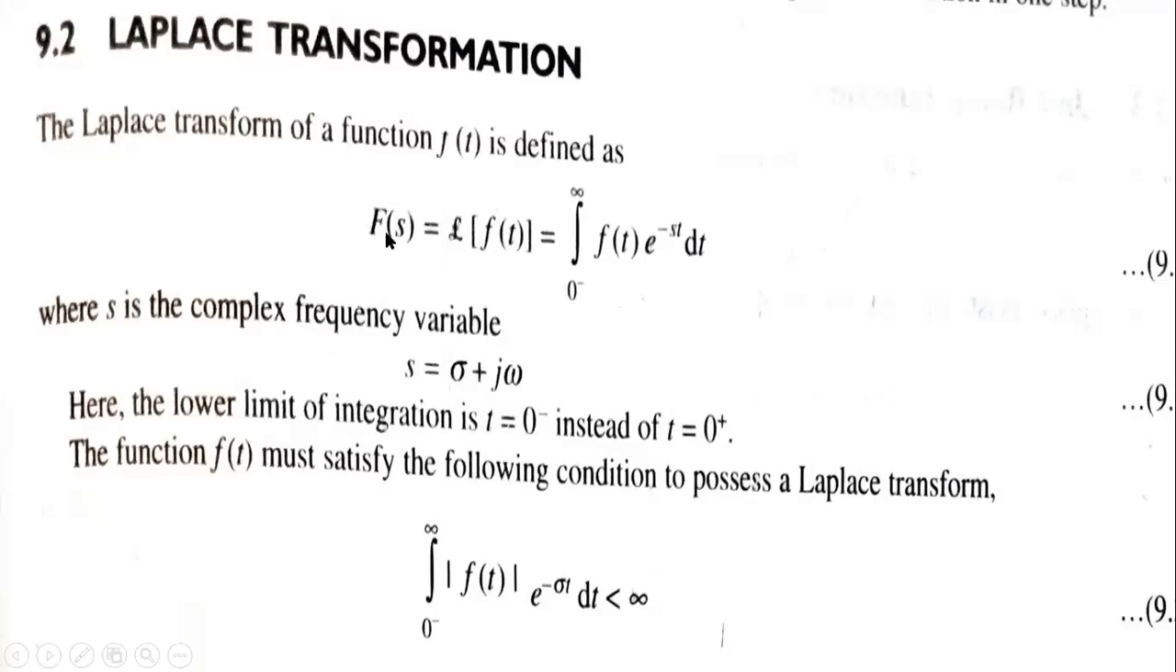See here. f is the function, and s is nothing but the complex frequency variable. It has a real as well as an imaginary part, that is sigma plus j omega, where omega is the angular frequency. So we have both the real and the imaginary parts available. If you are going to convert that function of frequency into the time domain, that is possible with the help of the Laplace transformation.